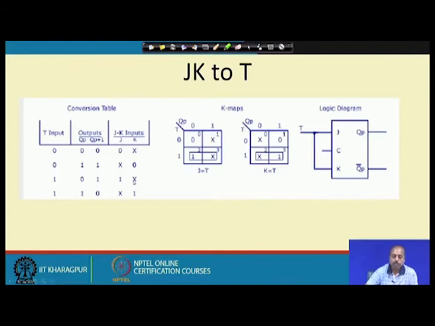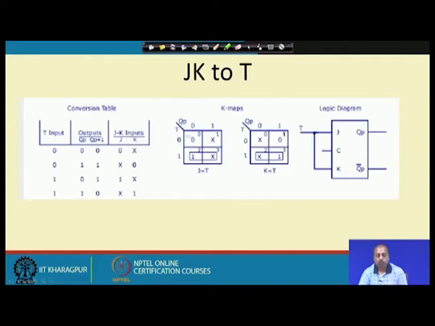So, if K input is 0, by virtue of J equal to 1, it will set the flip flop to 1. If K equal to 1, by virtue of the toggling property of the JK flip flop, it will toggle from 0 to 1. So, in either case, this value will become equal to 1. And for 1 0, this J input can be don't care, K input is equal to 1. So, it will be resetting the flip flop to 0.